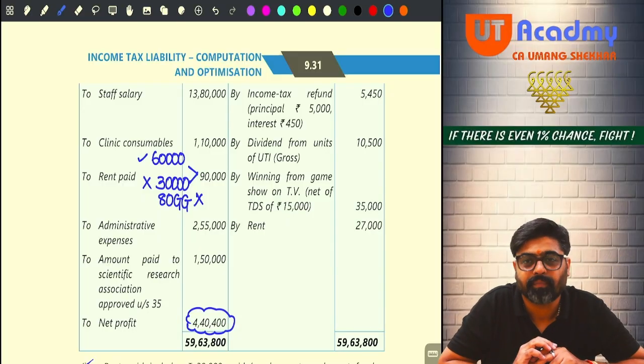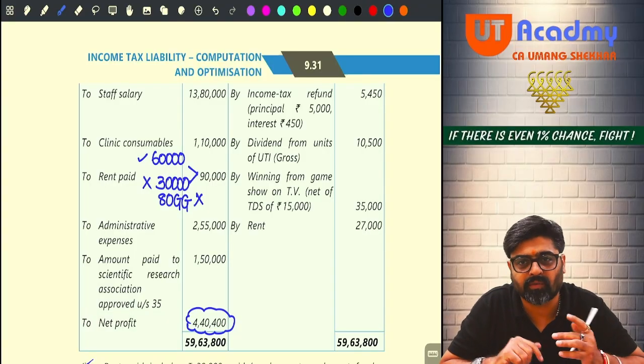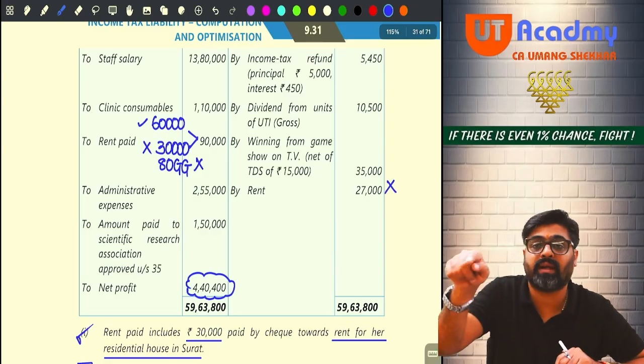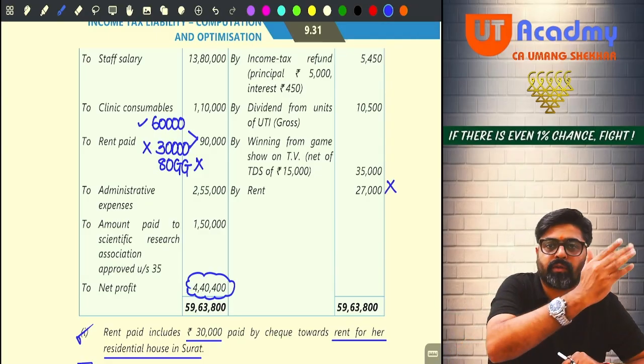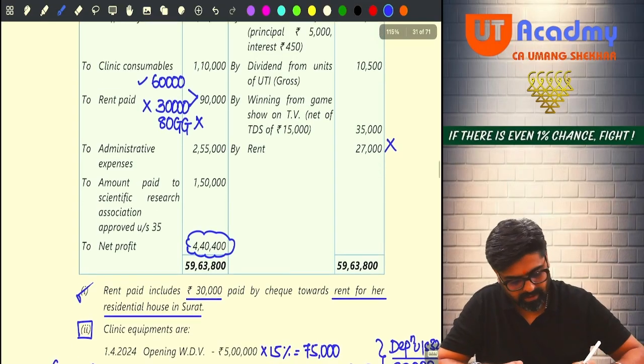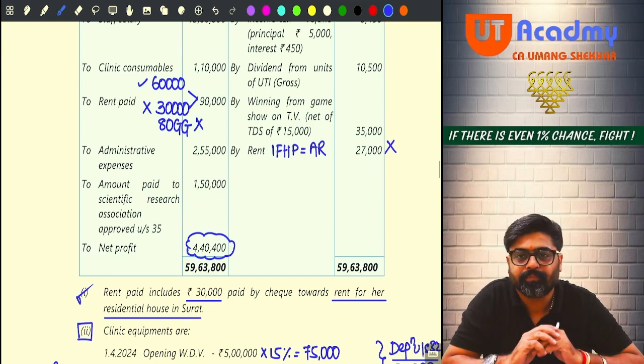Got it, sir? Now tell me, earning this kind of rent is not a professional income. No, this is your house property income. So this is not a professional income. Why have you added this? Reduce it from the profit and show this amount under the head house property. So this will be your income from house property. Under the head house property, this will be your actual rent.